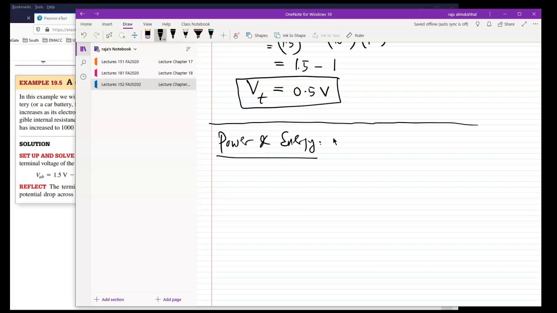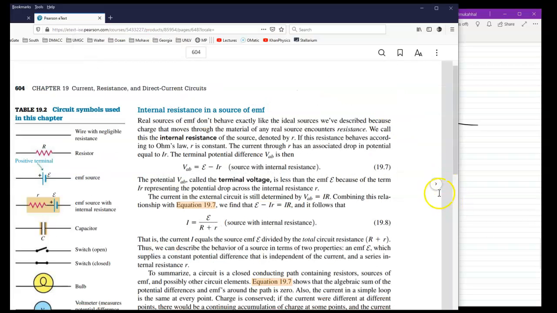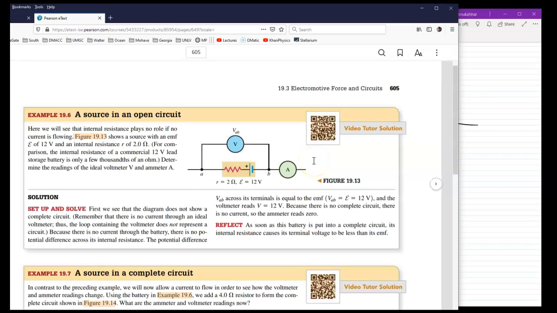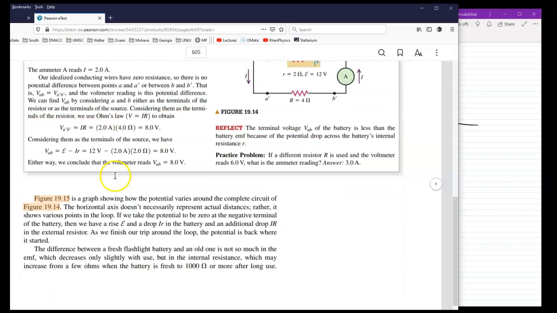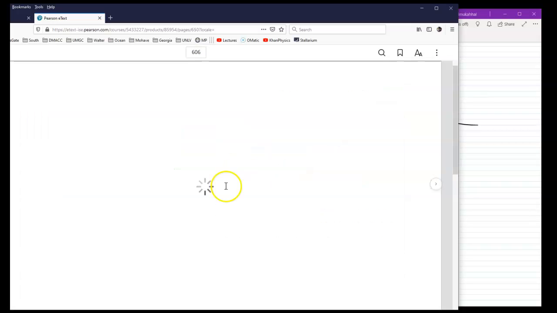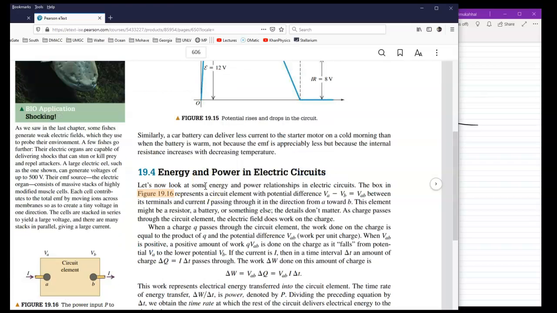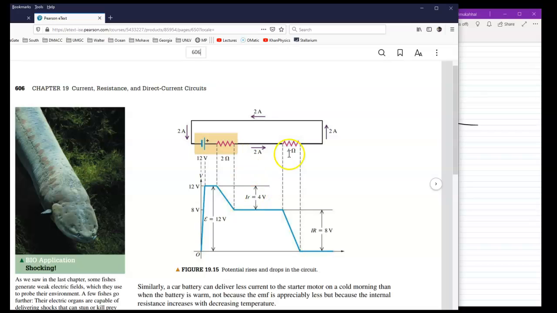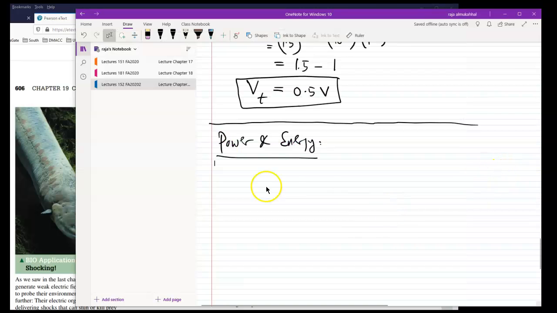What chapter is 19.4? Let me just go to it, just to make sure this is the title. Power. I'm looking at the hard copy. It's easy to flip pages. Yeah, so it is page 606, right here. It's kind of a short section, but I'll go over it quickly.